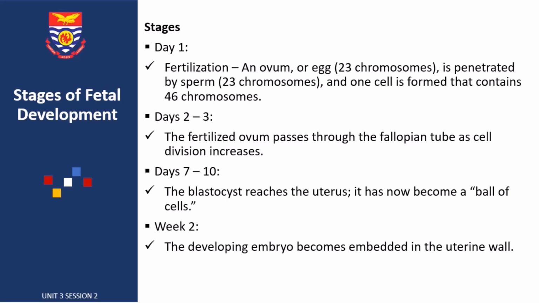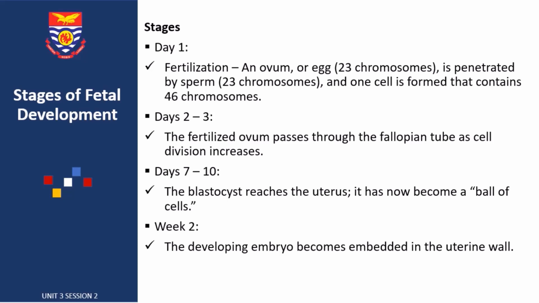So we are saying at day 1, the moment there is the fusion of the male and female gamete, fertilization takes place. So we say an ovum or an egg composing 23 chromosomes is penetrated by a sperm, and one cell is formed that contains 46 chromosomes. Day 2 to 3, the fertilized egg or ovum passes through the fallopian tube as cell division increases.